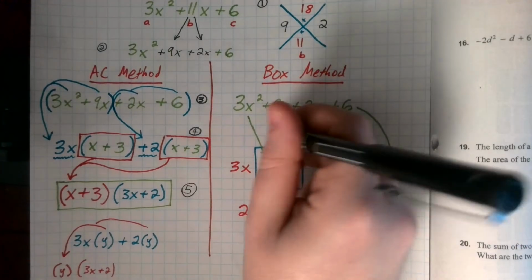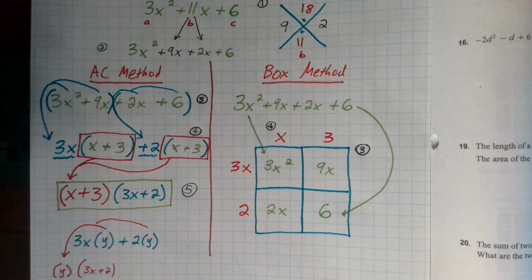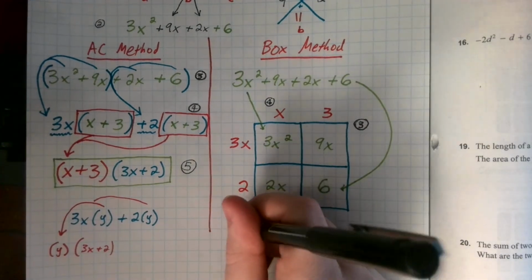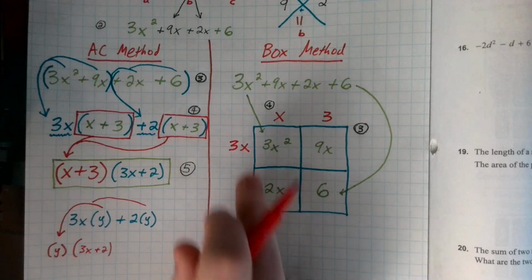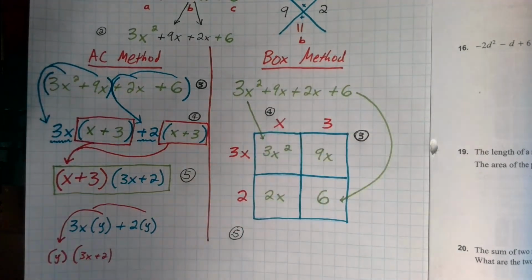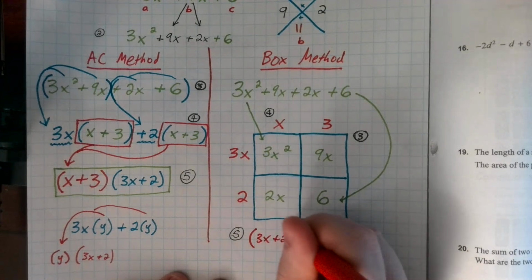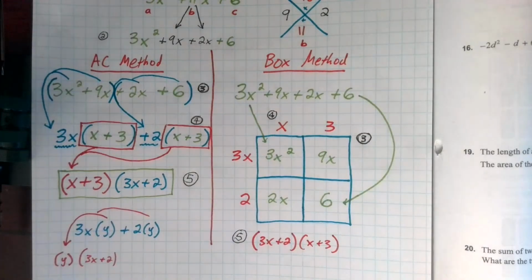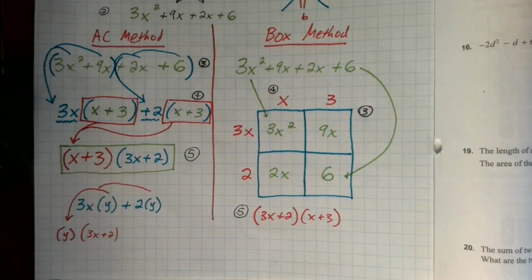So the fourth step is to write out all the factors along the sides and the top. It turns out we actually have our answer now. The fifth step is just to write out the column here and the row here as 2 different binomials. So we have 3x plus 2 in this column, and we have x plus 3 in this one. That's our answer, and notice how it matches the one we had before, just flipped around.